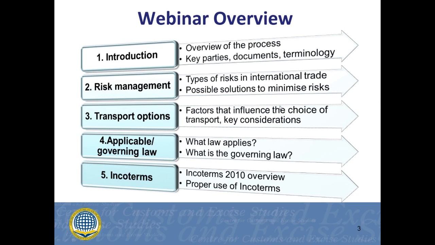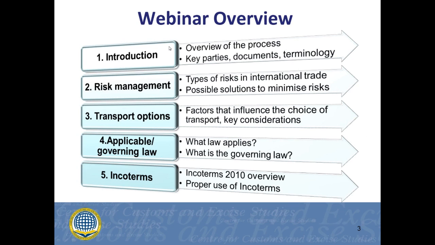We will also look at some transport options. In particular, we'll look at factors that influence the choice of transport by traders and some of the key considerations relating to those choices. One of the important questions in international trade that always arises is what is the applicable law, or what is the governing law that governs the transaction? And we will also look at that aspect. And finally, we'll look at Incoterms generally, but more specifically I'll provide the Incoterms 2012 overview and discuss some of the issues there, and we'll also talk about the proper use of Incoterms.